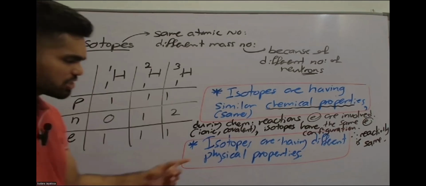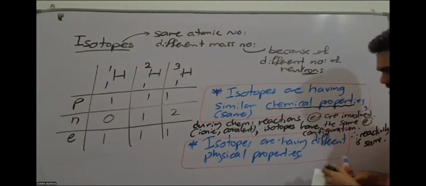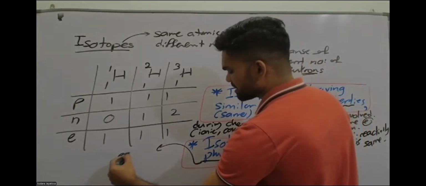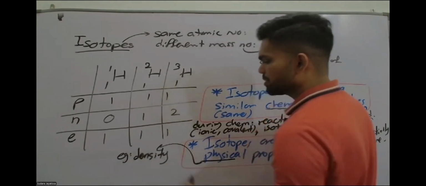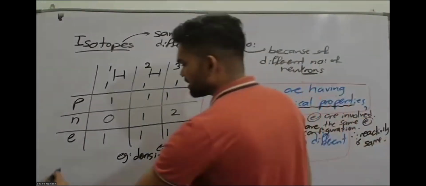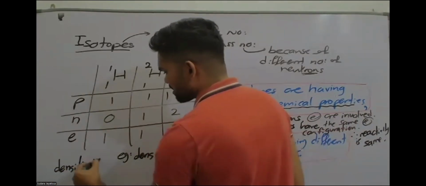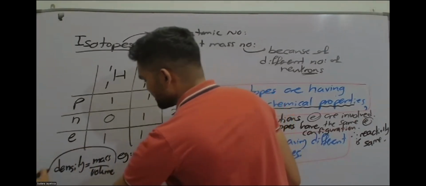Then why do isotopes have different physical properties? Physically. One physical property I can give you as an example is density. This is the clearest example I can give you right now. Later we will discuss more. So what is density? According to your grade 9 definition, density is total mass over total volume, isn't it?